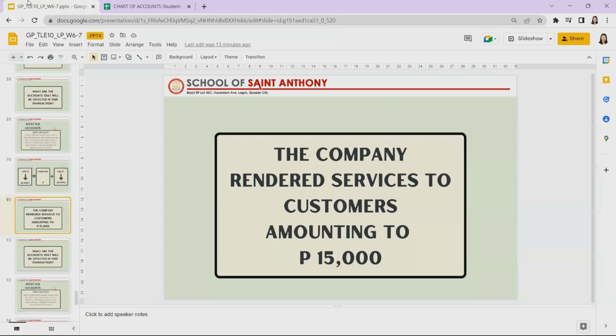Again, do not forget your point of view here, or whenever you try to journalize a business transaction, your point of view is that you are the company. Never assume that you are the owner, you are an employee, or you are anyone else. Just stick that you are the company to avoid confusion on how you are going to treat the accounts, whether you're going to treat them as asset, liabilities, capital, income, expense, or drawings.